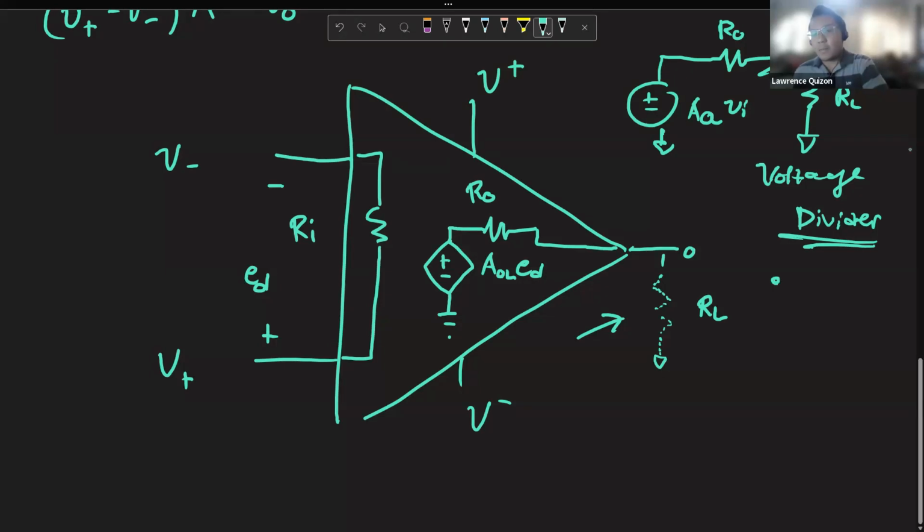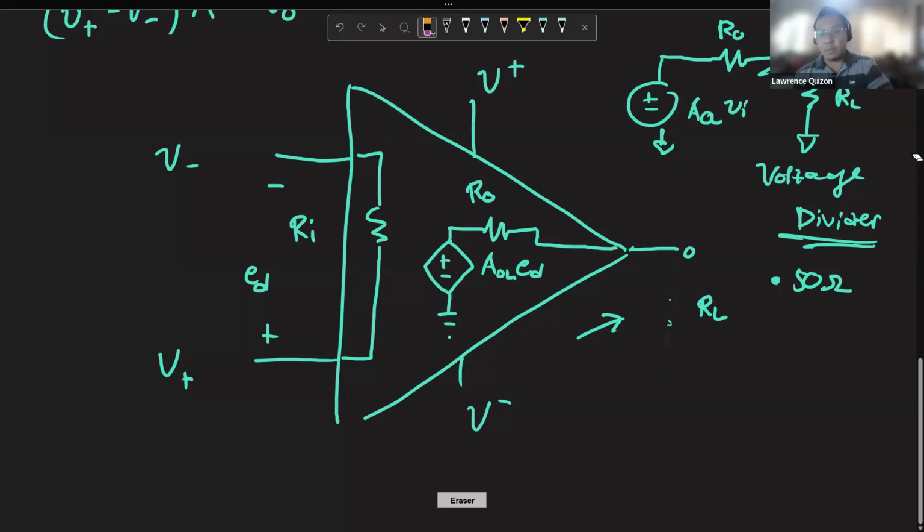Why? Kasi have you guys messed with the 50 ohm speaker? Nabigyan na ba kayo ng 50 ohm speaker sa lab? So there is a thing such as the 50 ohm speaker. And if R out is comparable to 50 ohms, then babagsak yung gain mo, no? Babagsak yung output voltage mo kasi magvo-voltage divide siya, right? So that is the non-ideality that is presented by R out, no?